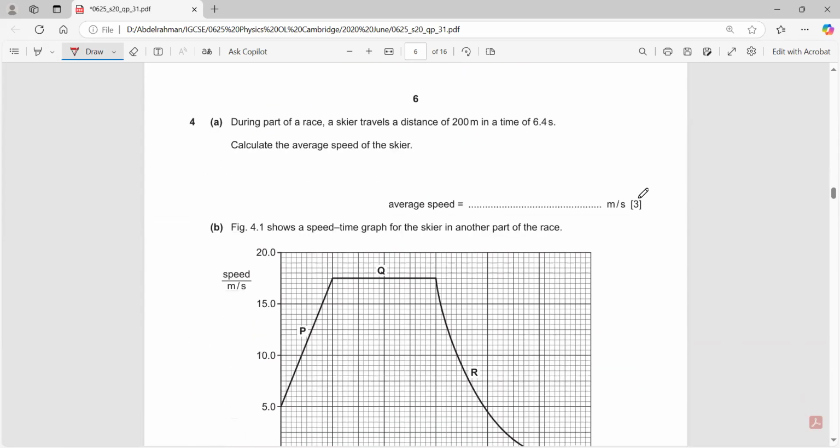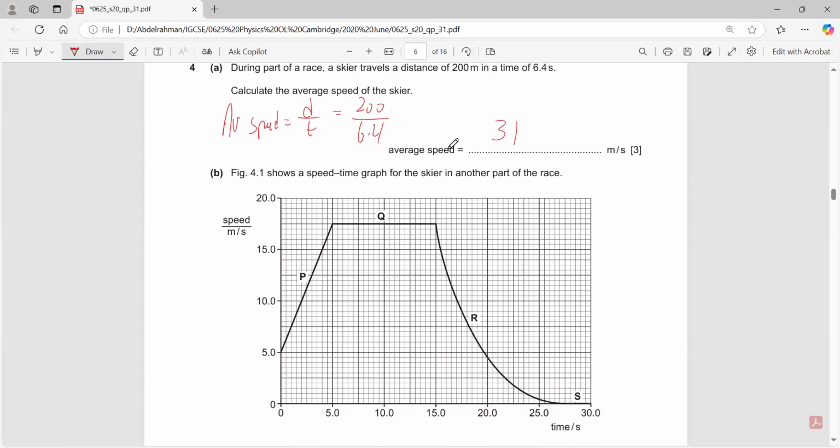Okay, we're talking about the separation only. Can I find the average speed? Yes, average speed equals total distance over total time. What's the total distance in this question? 200. What is the total time? 6.4. 200 divided by 6.4 is around 31 meters per second.